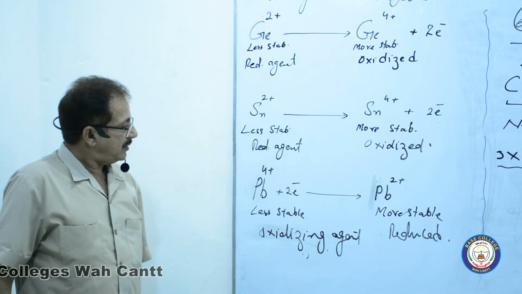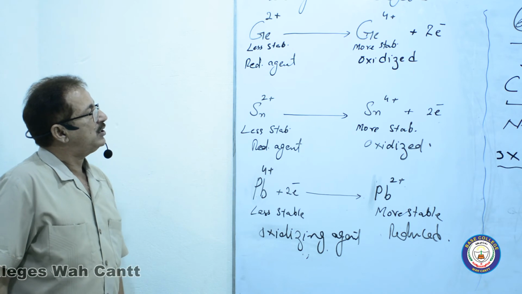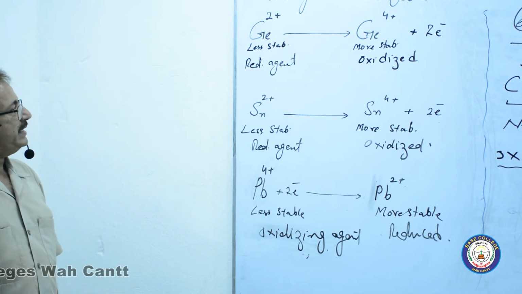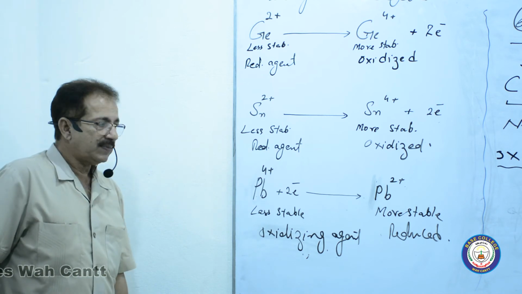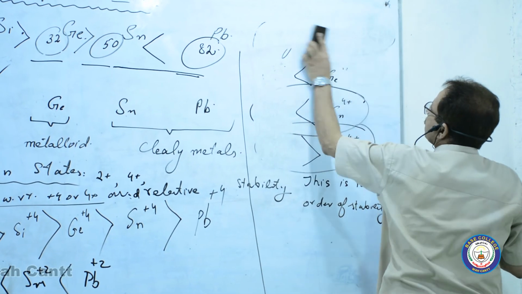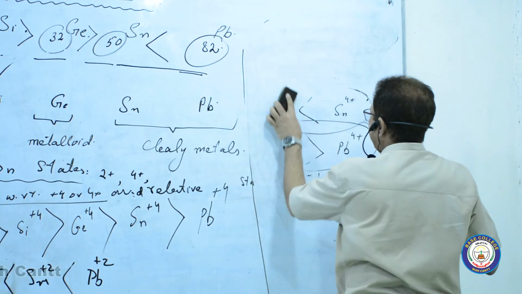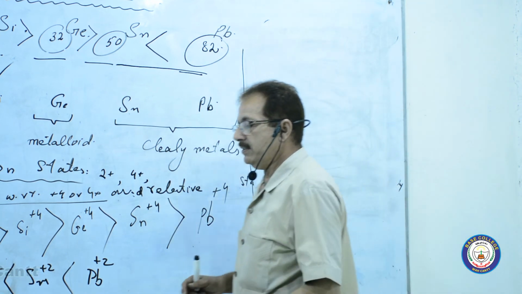These are the comparative stabilities, reducing agent and oxidizing agent's nature, and so on. Now we next take an example.